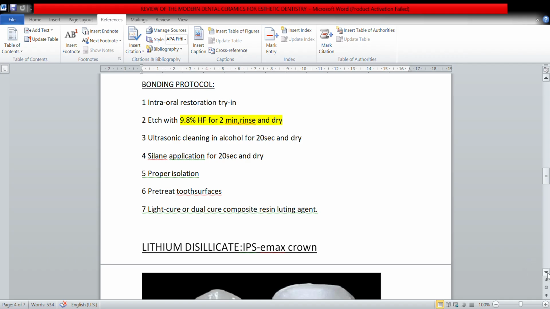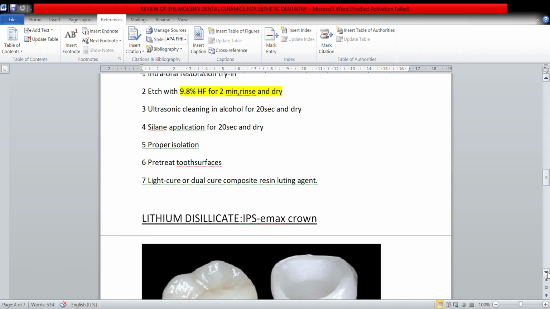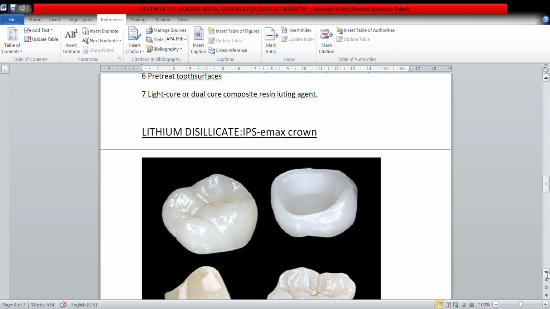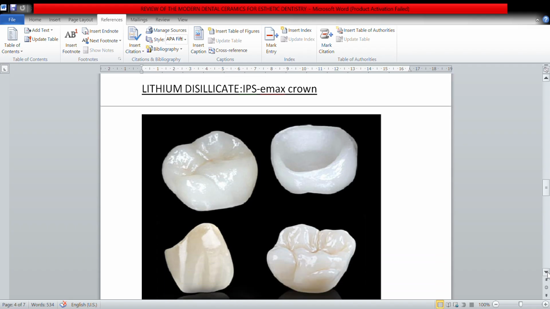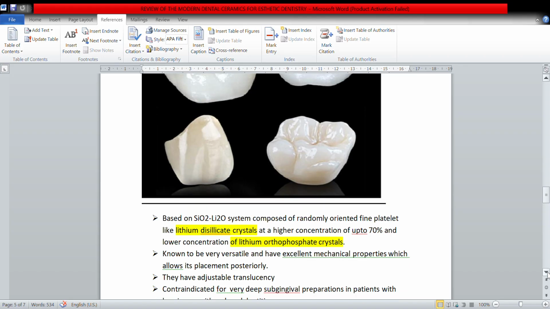Now, the second type of dental ceramics we are going to discuss is lithium disilicate. In which category does this type of ceramic fall? It is known as glass-based with crystalline fillers. Lithium disilicate is usually composed of two types of crystals: lithium disilicate crystals present up to 70%, and lithium orthophosphate crystals present in lower concentration, up to 30%.